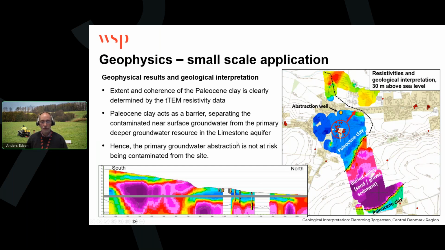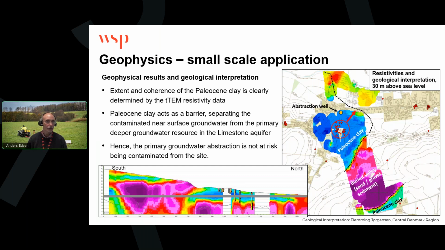So from this study, it was possible to conclude that you shouldn't be worried about the contamination reaching the abstraction of groundwater, which is in the limestone, but maybe you should be concerned if the contamination will reach the stream up here, and concentrate future activities towards that risk instead of being worried about the abstraction well.